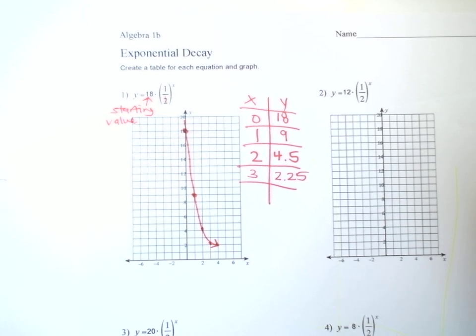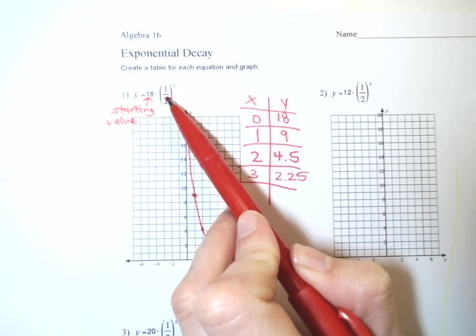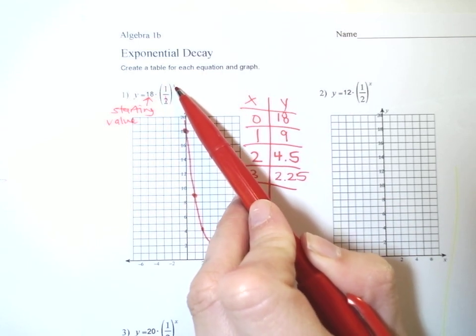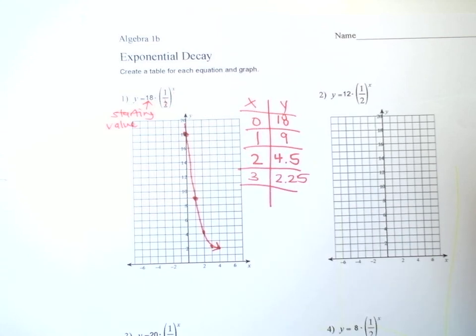Okay, so just remember that anytime you have a fraction here or you have a negative exponent like you learned in the introduction, that it is exponential decay.